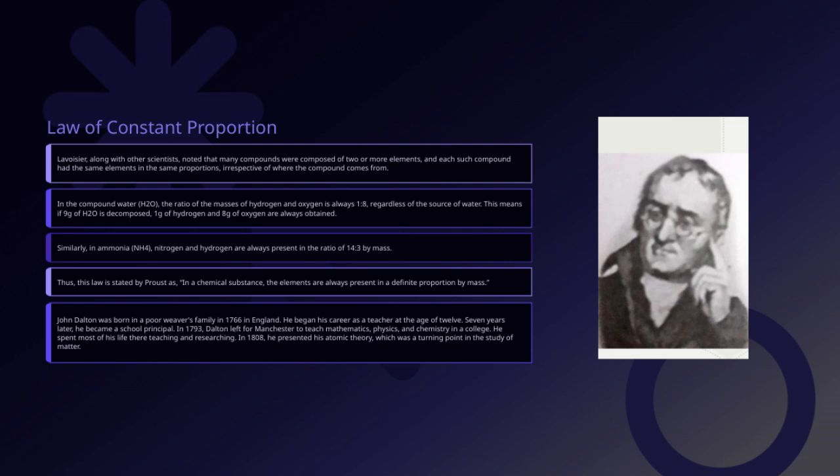Lavoisier and other scientists observed that many compounds are made of 2 or more elements, and these compounds always contain the same elements in the same proportions, no matter where they come from. This idea is what we call the law of constant proportion. It's a fundamental concept that shows the consistency and predictability in chemical composition across different samples.